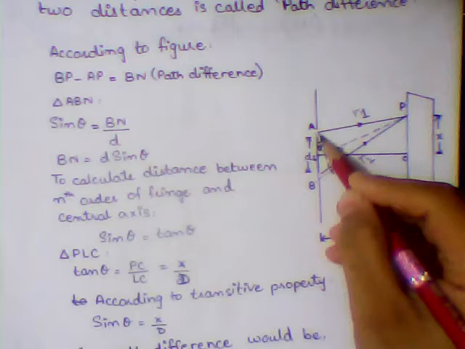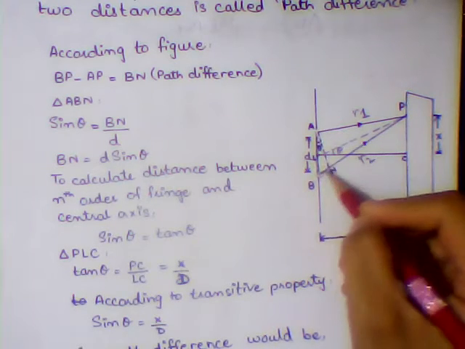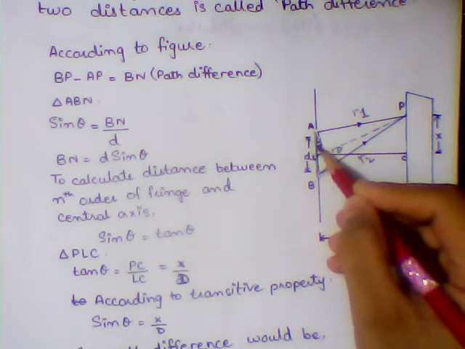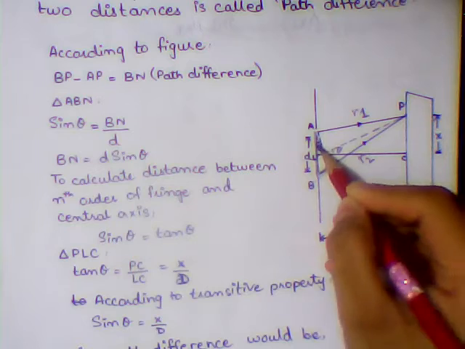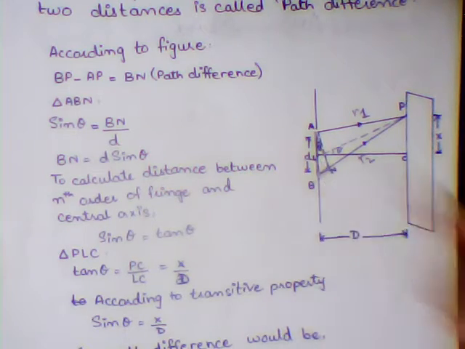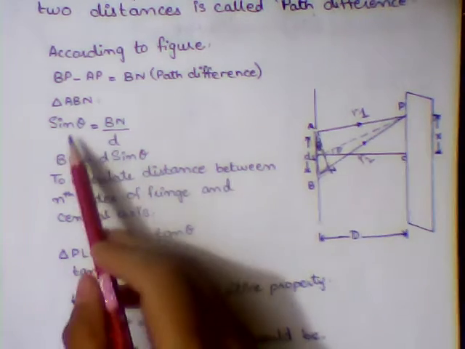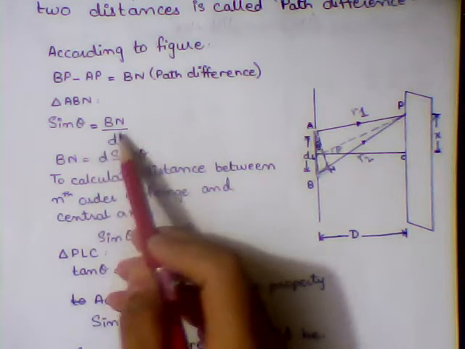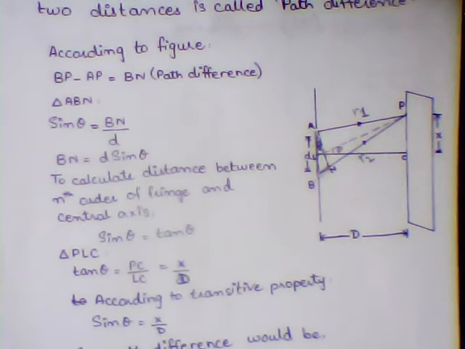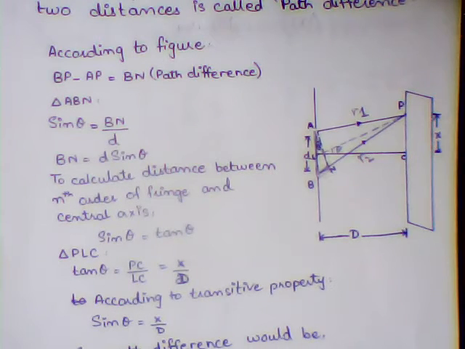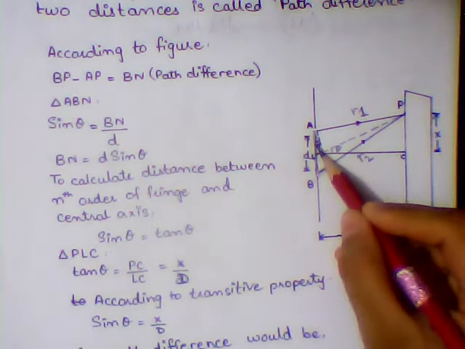Triangle ABN. This is the triangle, and this is the small theta as I'm showing in the figure. So sine theta is equal to Bn upon D. We know that sine theta is equal to perpendicular upon hypotenuse. So this is our theta.